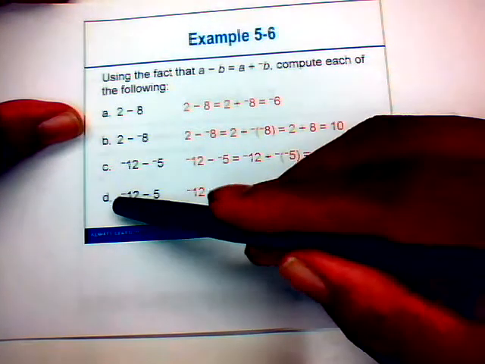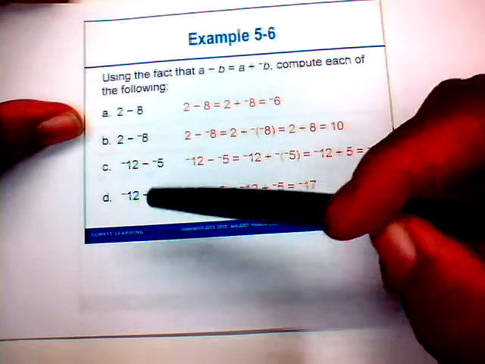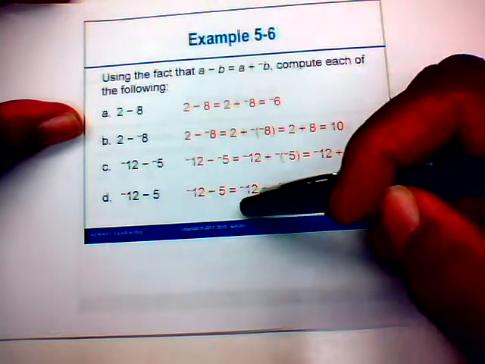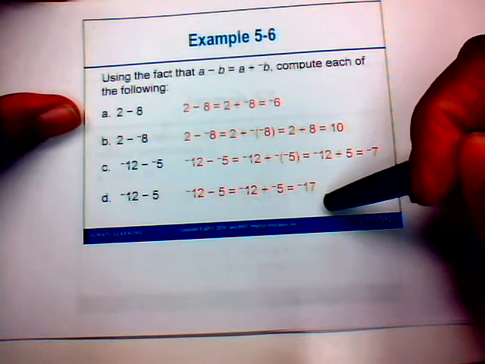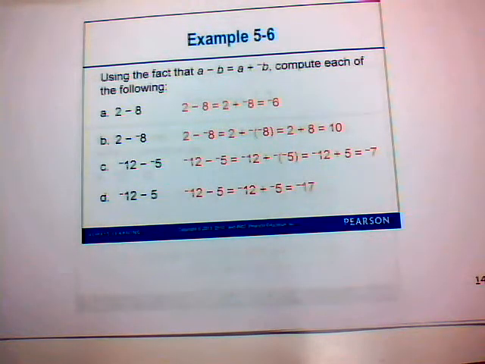And then finally, negative 12 minus 5. Subtracting positive 5 is the same as adding negative 5 to the negative 12, which will give you negative 17. And also, you can use those rules for addition that are taught in textbooks.